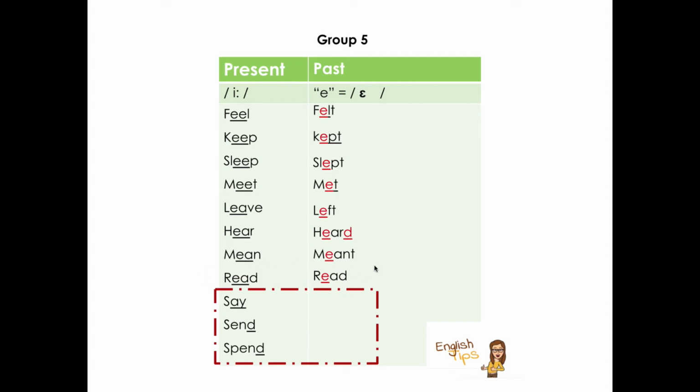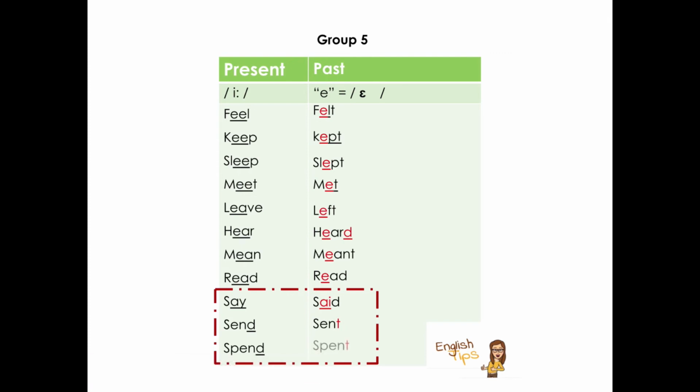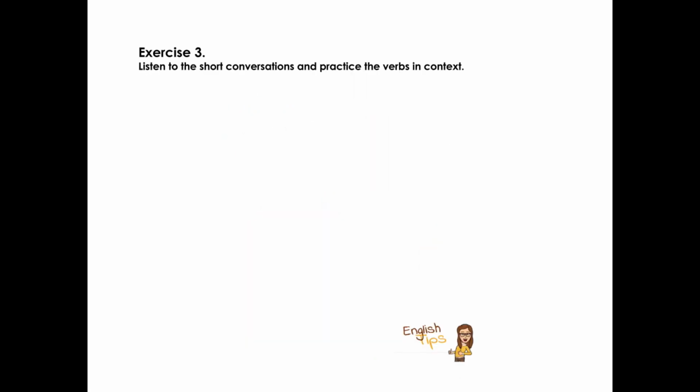Now, in this group below here, we don't have this change in the vowel, but in the consonant. Well, say also changes in the vowel, so we say, said, send, sent, and spend, spent. Time to practice again. So in exercise 3, listen to the short conversations and practice the verbs in context.